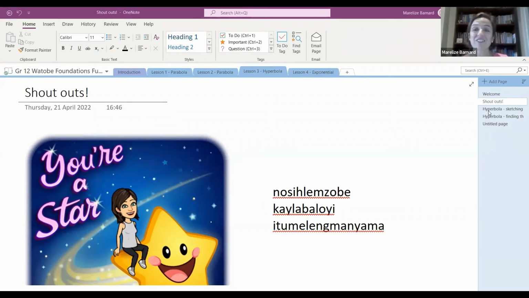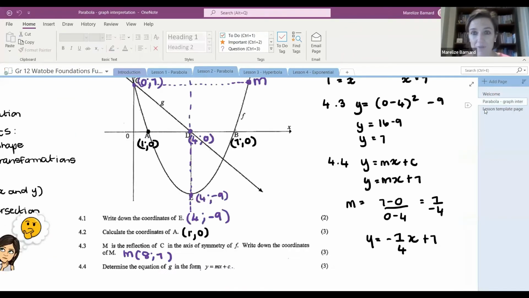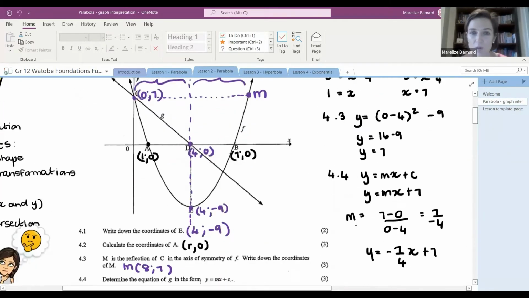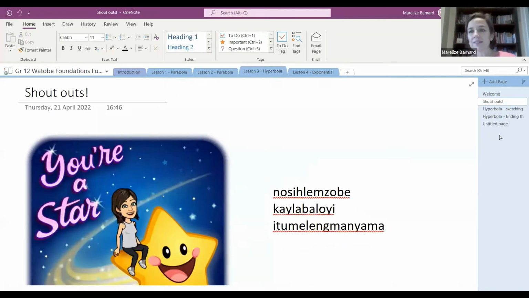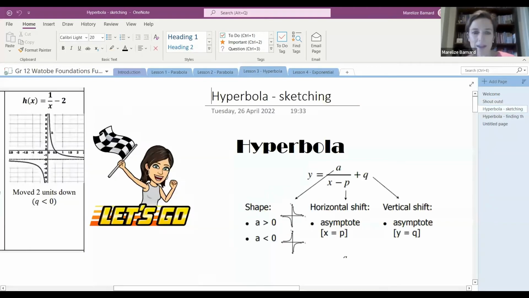Okay, so today we've spent 2 lessons on the parabola, and we ended off quite strong last week by looking at exam questions. If you remember, we were doing all sorts of cool stuff with reflections and the axis of symmetry, and you guys were on fire, I must say. Today we are going to tackle the hyperbola.